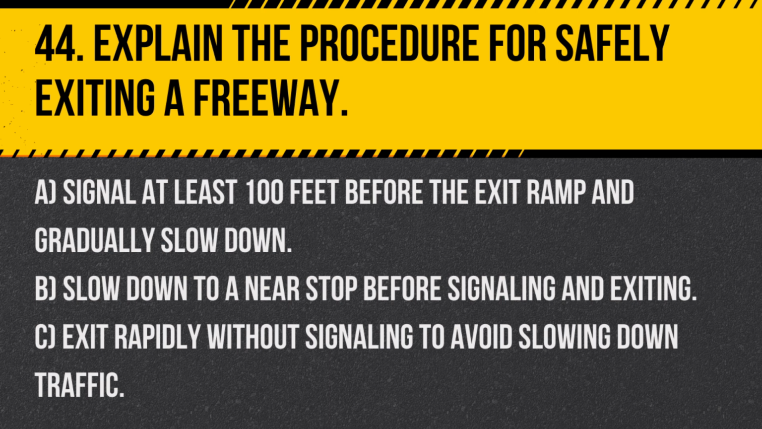Question 44. Explain the procedure for safely exiting a freeway. A. Signal at least 100 feet before the exit ramp and gradually slow down. B. Slow down to a near stop before signaling and exiting. C. Exit rapidly without signaling to avoid slowing down traffic.